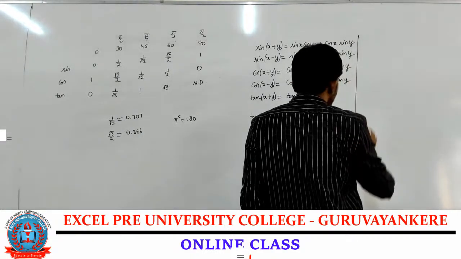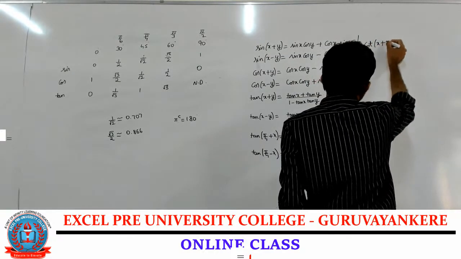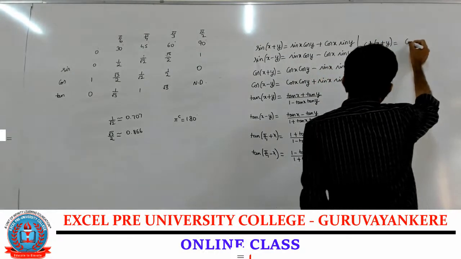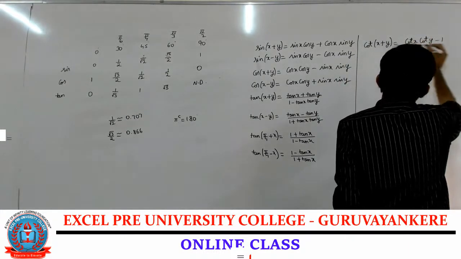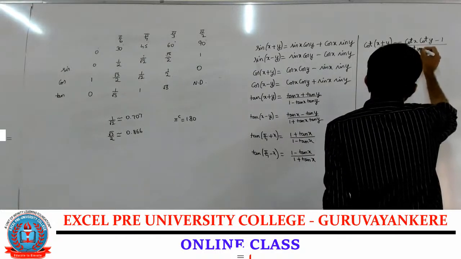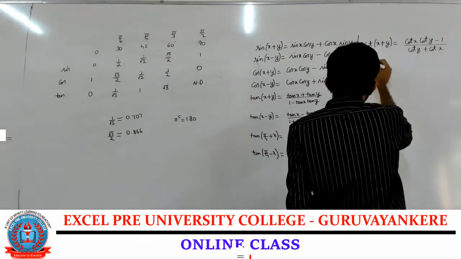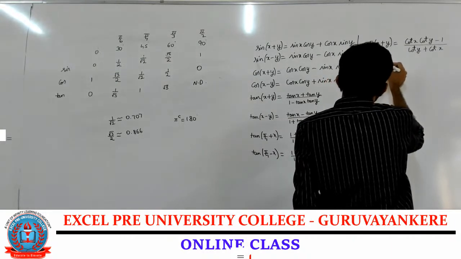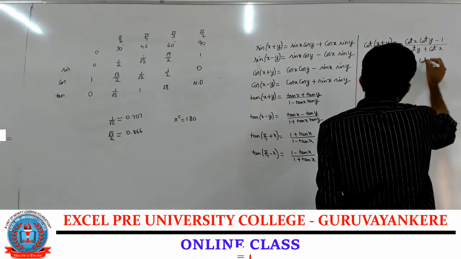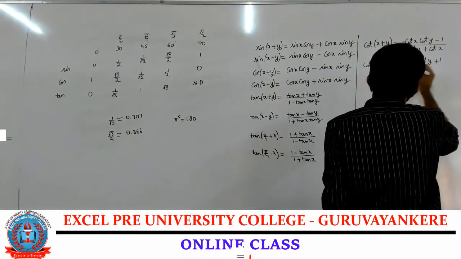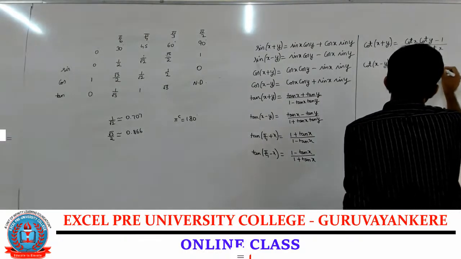Further, we have the formulas for cot of x plus y. Cot of x plus y is cot x into cot y minus 1 divided by cot y plus cot x. Cot of x minus y is equal to cot x cot y plus 1 divided by cot y minus cot x.